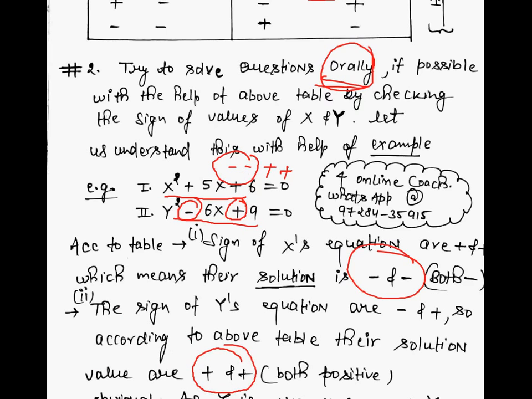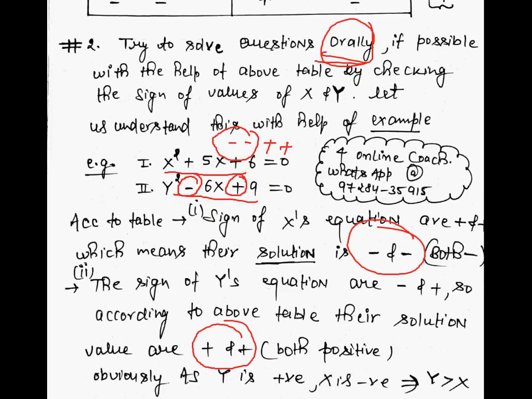But it is very obvious that plus is always greater than minus. So we can say that y is greater than x. By not solving anything, by not getting any value, just by the signs, we can judge that y is greater than x. It just takes 10 seconds to answer this.